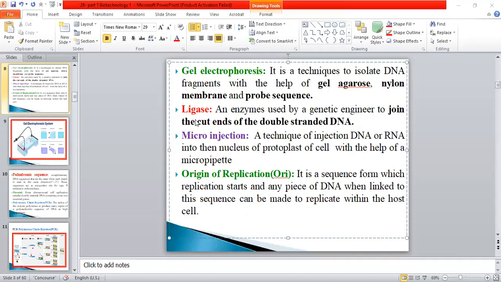Here we studied ligases. Now the micro injection. What is the meaning of micro injection? It is a technique of injecting DNA or RNA into the nucleus or protoplasm of the cell with the help of a micropipette. If you want to introduce a minute quantity, in microliters, of the DNA molecule into the plasmids, how will it be? See that one. It will be better for your understanding, because it is very, very important, my dear.